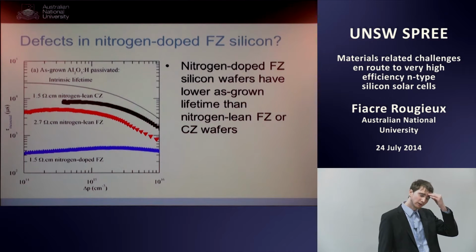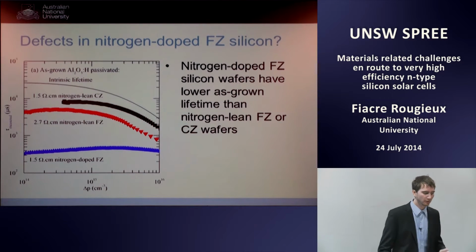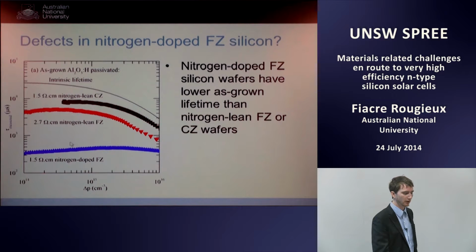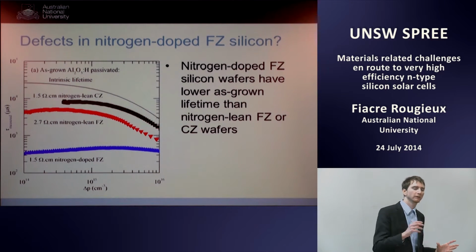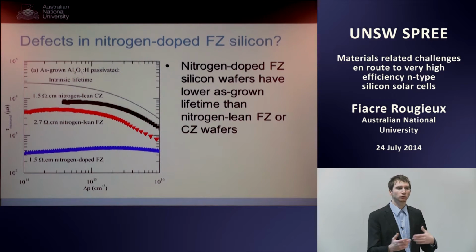And what you see in this graph here is the lifetime as a function of injection level. You'll be familiar with this graph, plenty of them in this presentation, for 3 different wafers that came from 3 different ingots. So we have a 1.5 ohm centimeter nitrogen-lean CZ ingot, a typical ingot, a 2.7 ohm centimeter nitrogen-lean float zone, and then we have a nitrogen-doped float zone. This nitrogen doping came from the ambient. The way the nitrogen comes in is we typically have argon with a little bit of nitrogen in the argon, and this is incorporated in the silicon during the float zone growth.